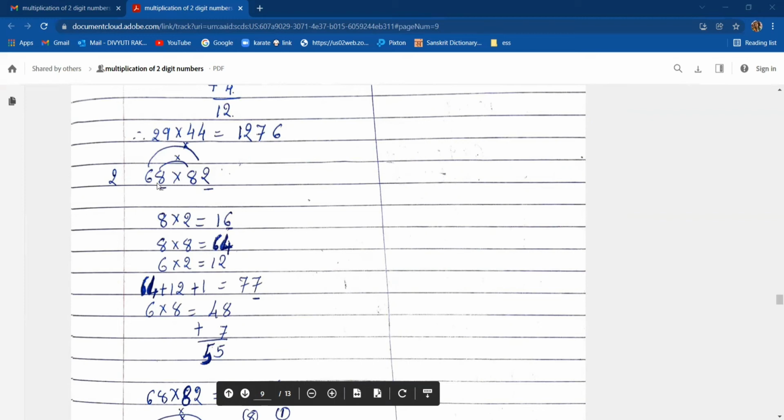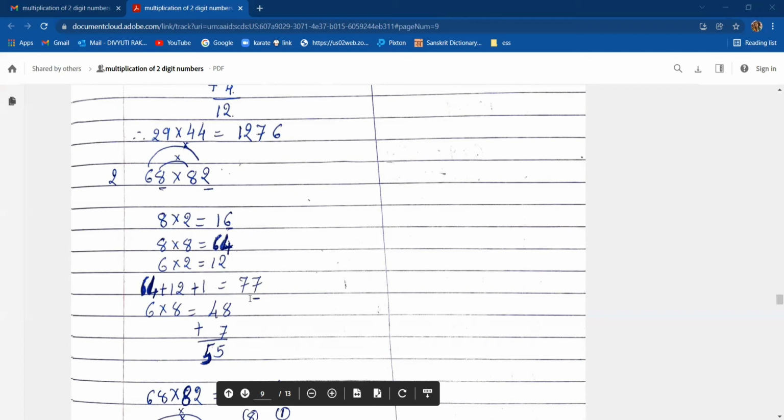Sorry, 8 8s are 64 and 6 2s are 12. So 64 plus 12, and then you have to add 1 from this 16. Okay, so 1 I have added here. So finally I got 64 plus 12 will give you 76. 76 plus 1 will be 77.